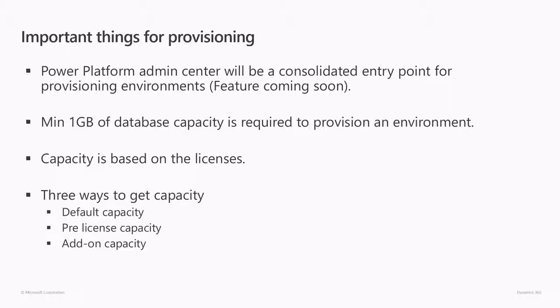So just a few things that we covered, and I'll go into the demo. Power Platform Admin Center is going to be a consolidated entry point for provisioning with database, without database, and even with the first-party app. 1 GB minimum will be required to create an environment, and if you don't have 1 GB, the system will give you the appropriate error message so you can go buy storage or clean up storage. Capacity, like we talked about, is based on licenses, and there are 3 different ways that you can actually get that capacity: default, per license, and add-on capacity.